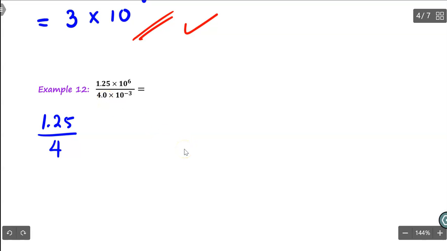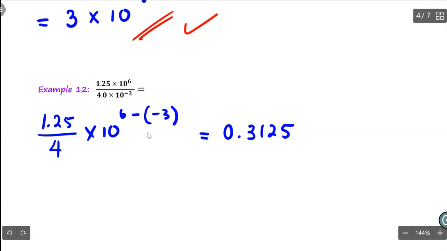Now I'm going to write times 10 to the 6, and I have to subtract that with negative 3. Don't forget to put the subtraction and the negative 3 inside the bracket, because this will turn into a positive. Then I will have 0.3125 times 10 to the exponent positive 9, because the result is positive 9.